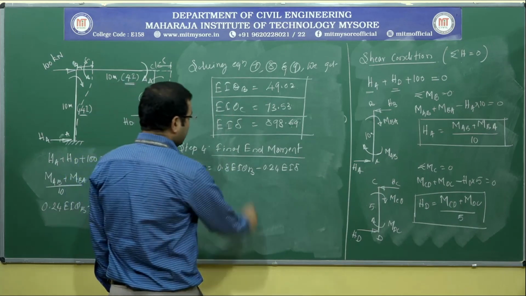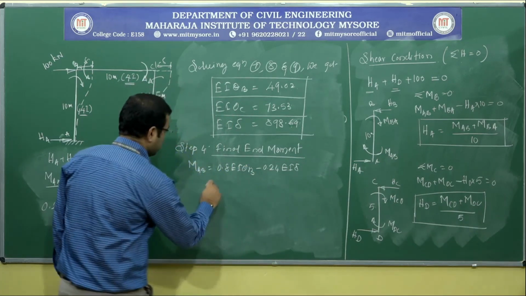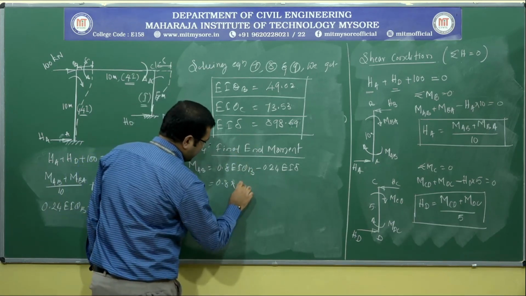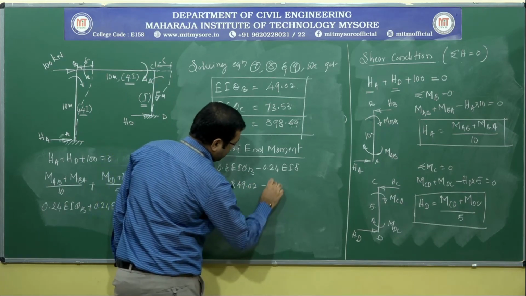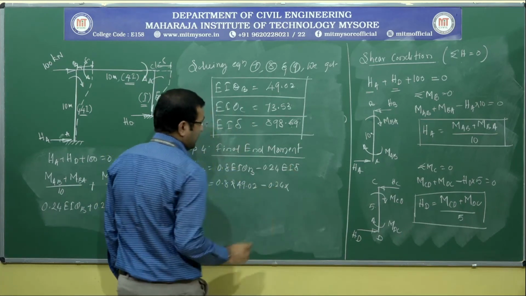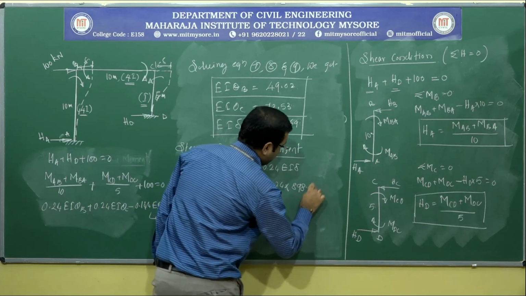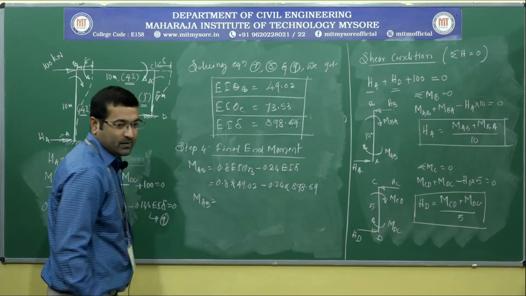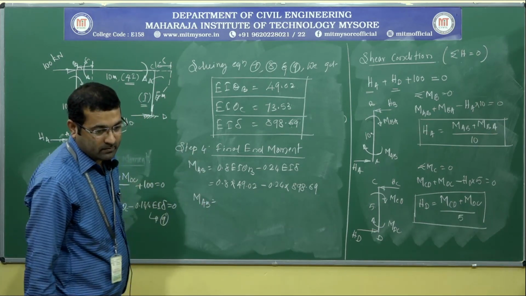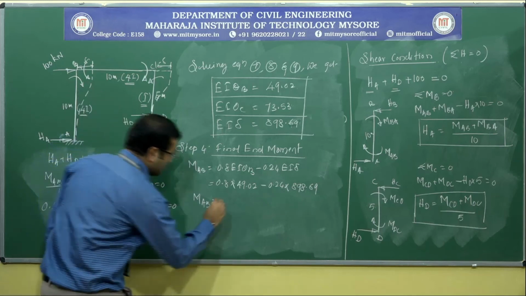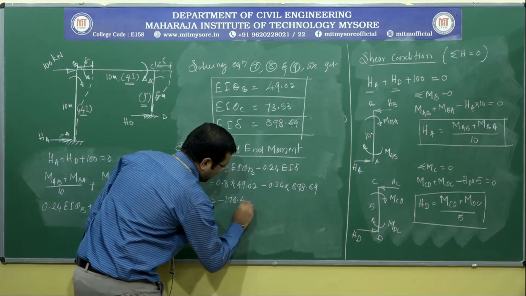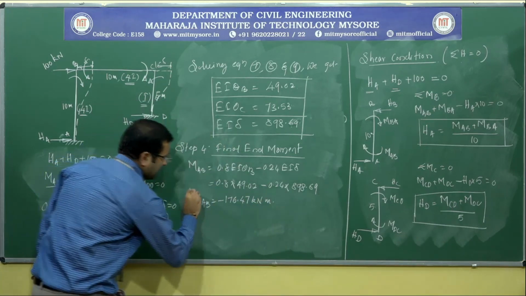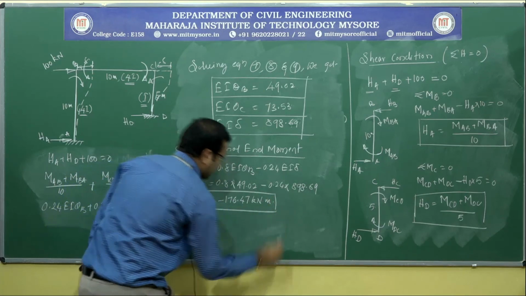If you substitute the values of EI theta B and EI delta here, it will be 0.8 into 49.02 minus 0.24 into 898.69, which yields MAB as minus 176.47 kilonewton meter. So this is the end moment at A.